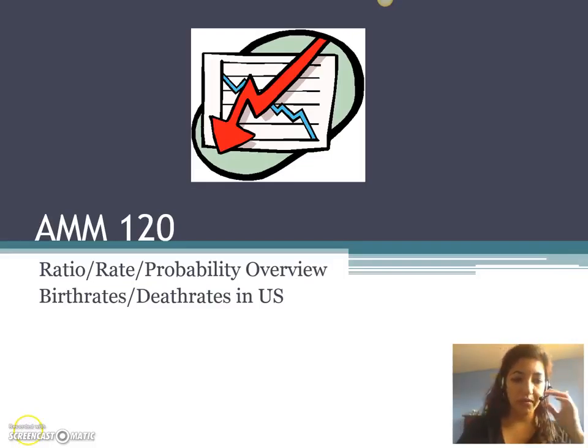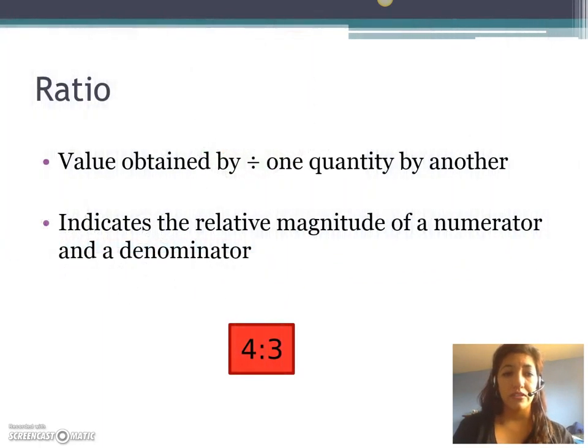Okay, welcome to AMM 120, and today we're going to talk about ratio, rate, probability, overview, and really talk about birth rates and death rates in the US. Okay, so this is just a quick review so you can look at it in more depth. I gave you some examples, but for some of you who don't like math necessarily or don't remember, we're just going to do a quick review on ratios and rates because that's what we look at.